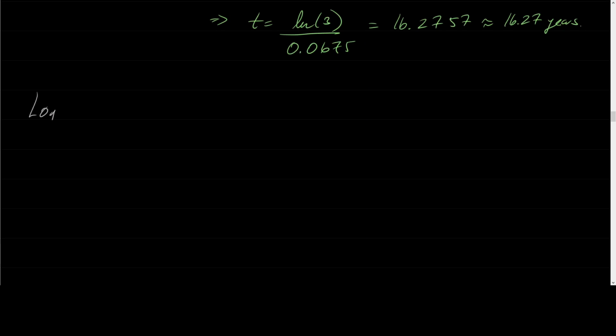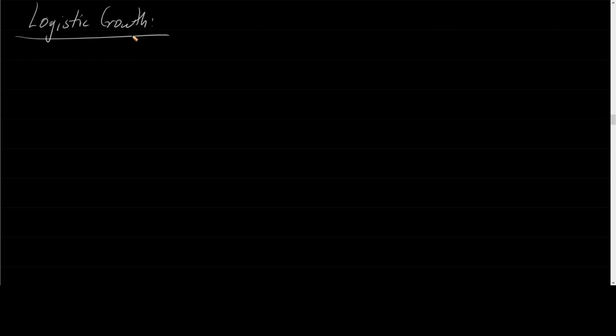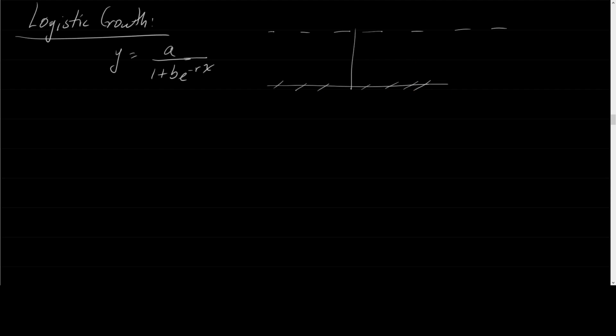So, logistic growth. Just to remind you, that was when we had y is equal to a over 1 plus b e to the negative rx, right? And the graph for something like that looks like this. It's got 2 horizontal asymptotes, and essentially looks like this.